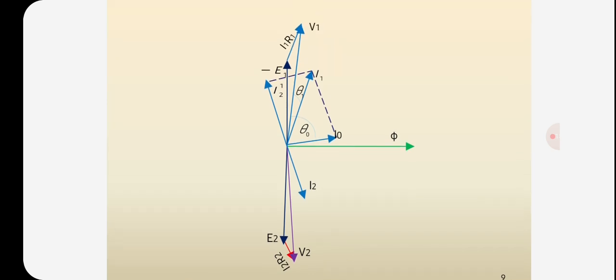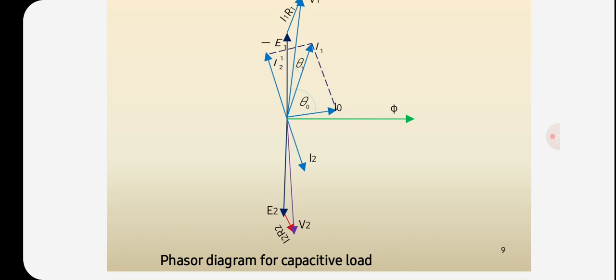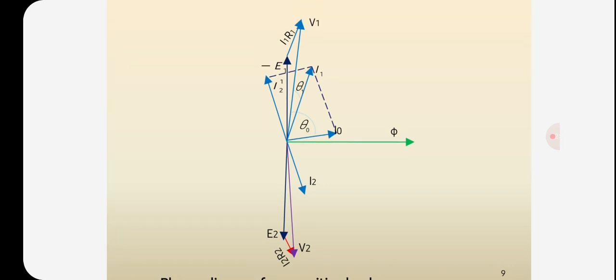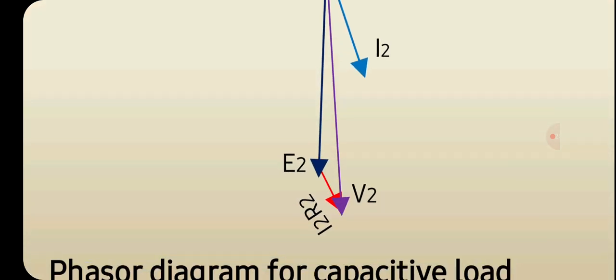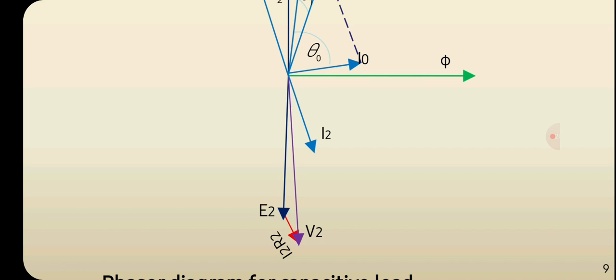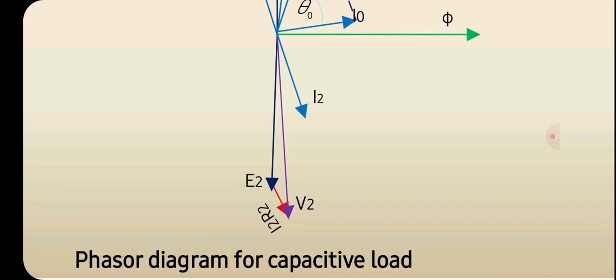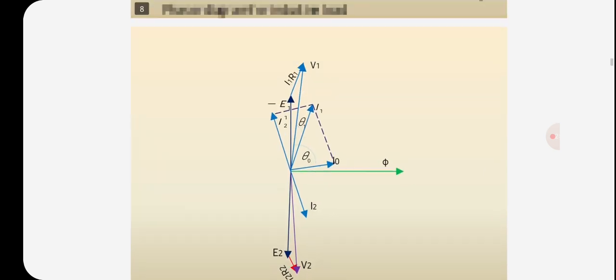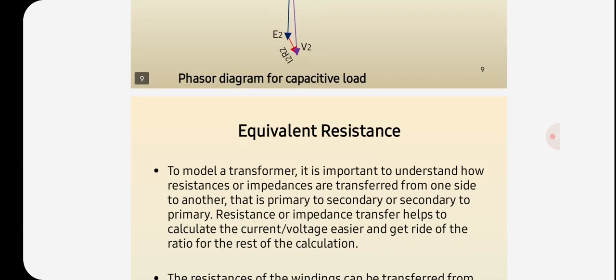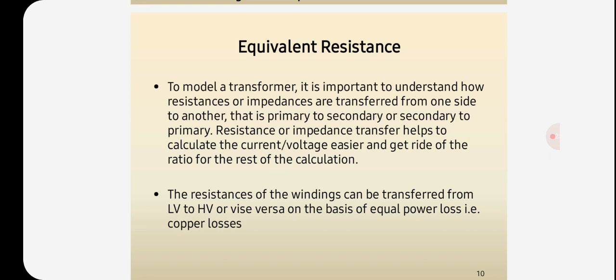Here in the primary, minus E1 is equal to V1 plus I1 R1. Here I2 is leading, and I2 dash will flow in the opposite direction to I2. I1 and I1 R1 will be in the same direction, and I2 and I2 R2 will be in the same direction. So here E2 is equal to V2 plus I2 R2. So this is the capacitive load for the transformer. Next we go for equivalent resistance.